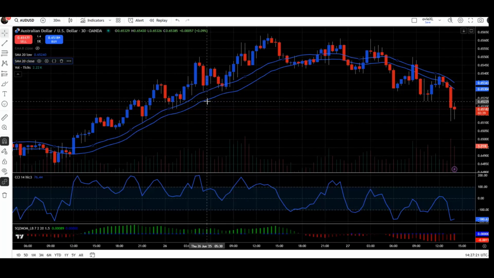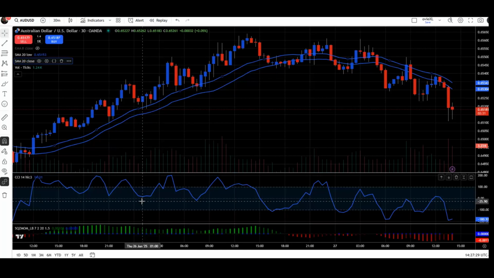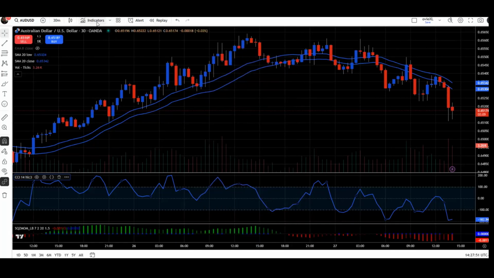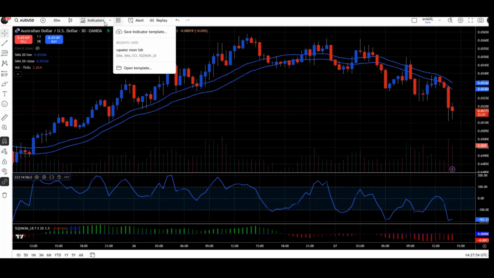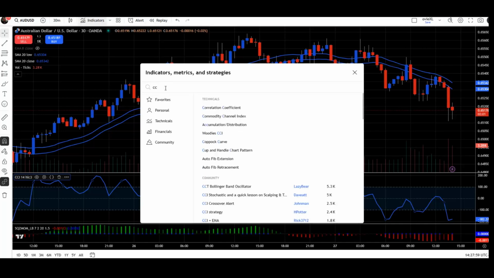And not only that, but we have other tools in our arsenal. We have, for example, the CCI 14. On the TradingView chart, you want to set your parameters to 14. The other stuff, don't worry about it, it's not that important. Where it says length in the inputs for the CCI, you put in 14. You would go to the menu where it says indicators and type in the word CCI.